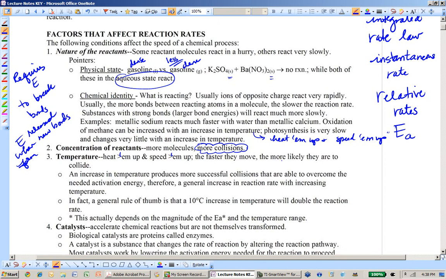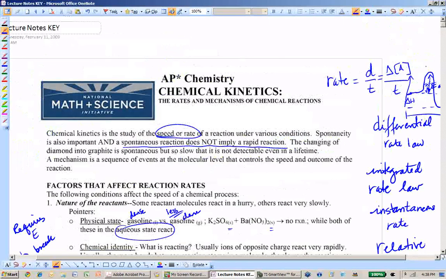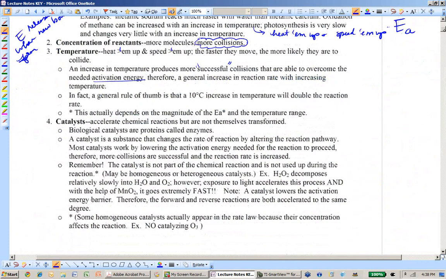But an increase in temperature is going to produce more successful collisions. I want to talk about successful in just a minute, that are able to overcome the needed activation energy. That's that hump on that diagram up there that we drew earlier. This one, that one right there. And that means we're going to have a general increase in reaction rate, which is code for it goes faster with increasing temperature. So let's talk about successful collisions. For a collision to be successful, it has to have the proper geometry.